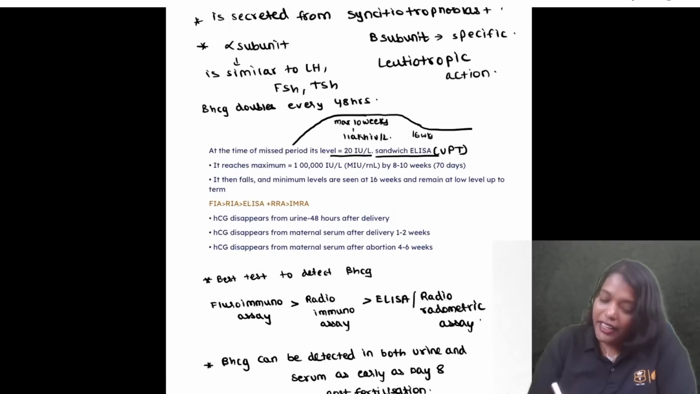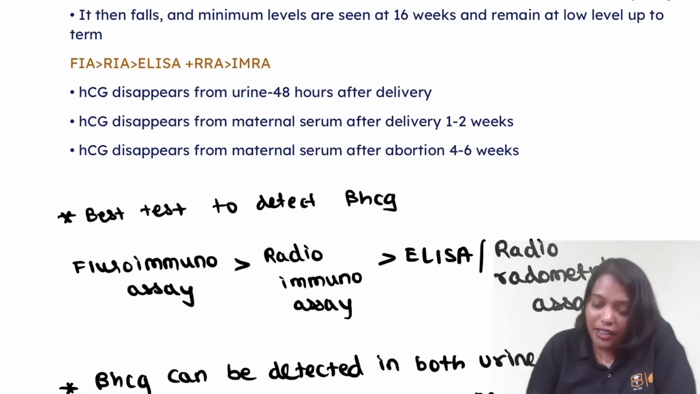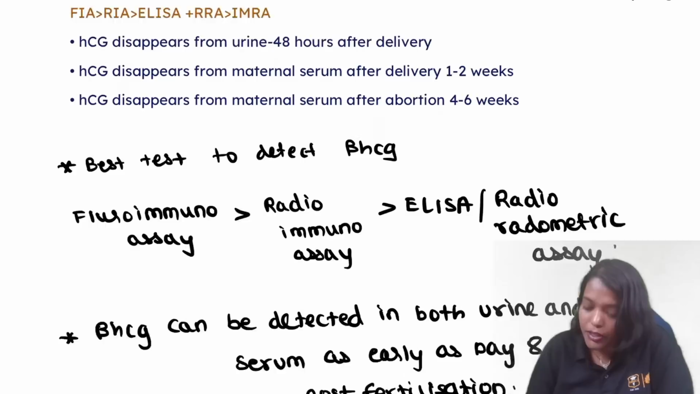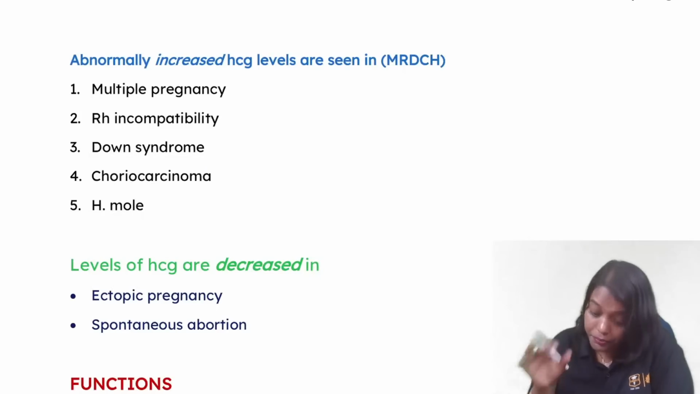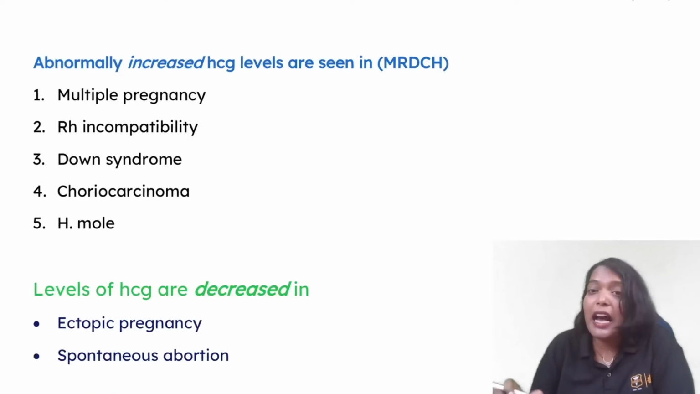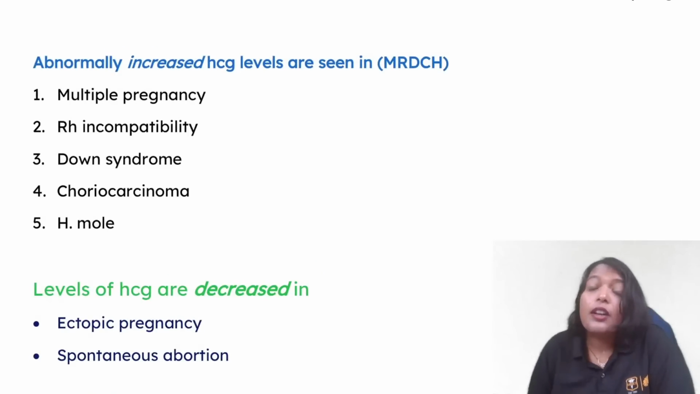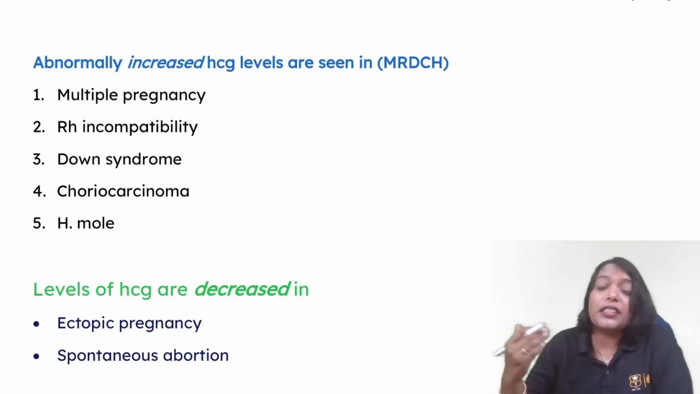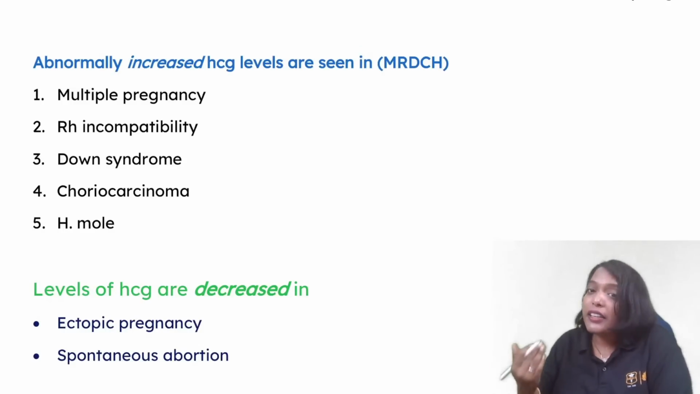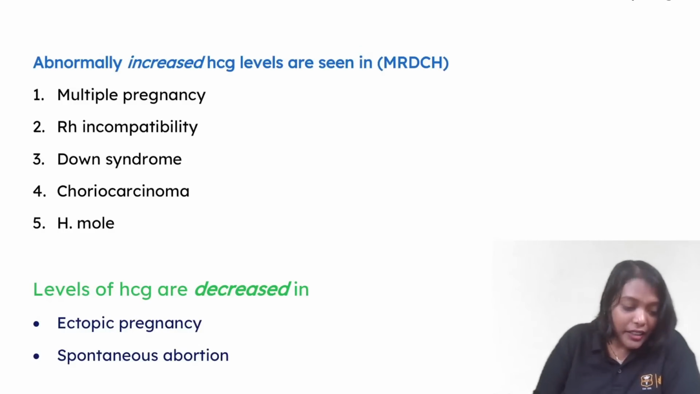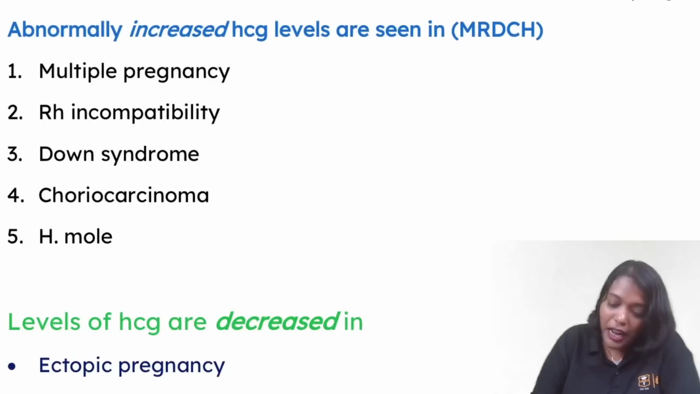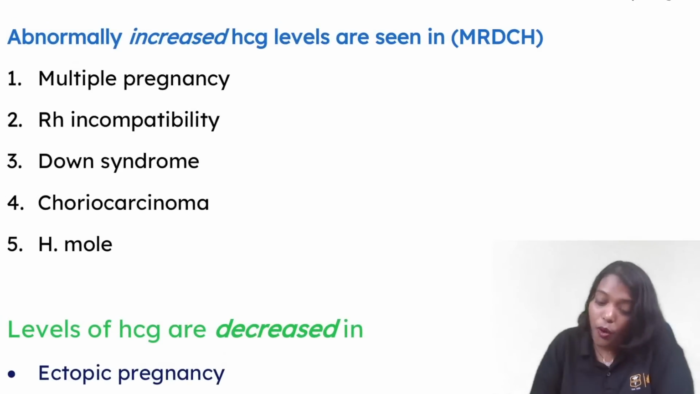So actually beta HCG disappears from urine 48 hours after delivery. This you don't require to remember, but yes. So it takes some time to disappear post delivery, the beta HCG. Now very important, which has been asked as an MCQ multiple times, is what are the conditions where beta HCG is raised and what are the conditions where beta HCG is decreased. So this has been asked as an MCQ many times, so you all should know.